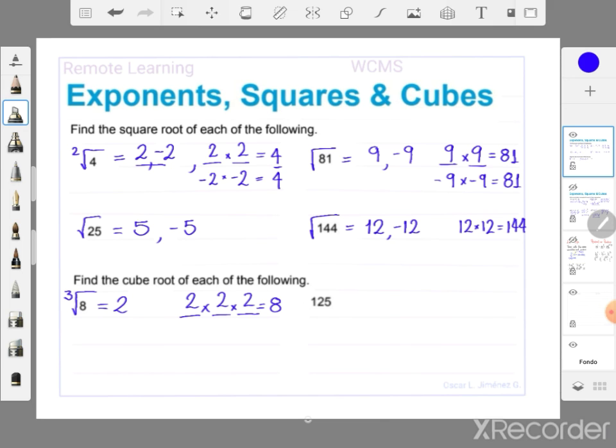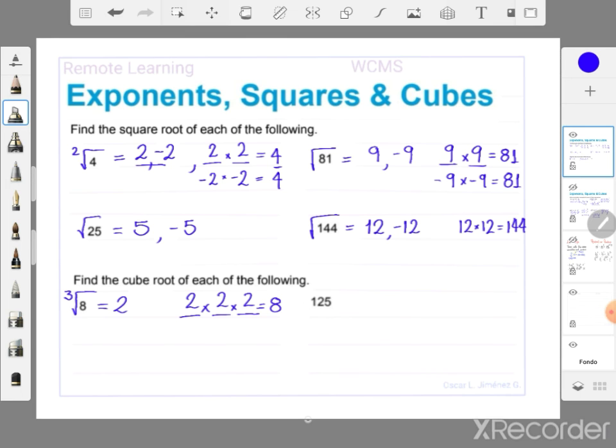In this case, we cannot use the negative numbers. Why? Because if you multiply negative 2 times negative 2, you will have positive 4. And if you multiply again by negative 2, you're going to have negative 8. So this is not the same answer. So we cannot use the negative numbers when we want to find the cube roots.